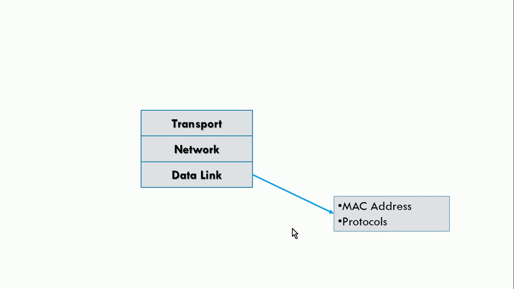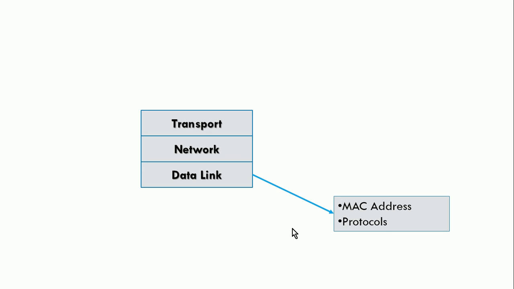At the data link layer, the things that we can use in IT security would be things like MAC addresses and the various protocols. So MAC addresses are important. We could, in theory, make it so that only certain MAC addresses can connect to the network as a very simple layer of filtering, for example.